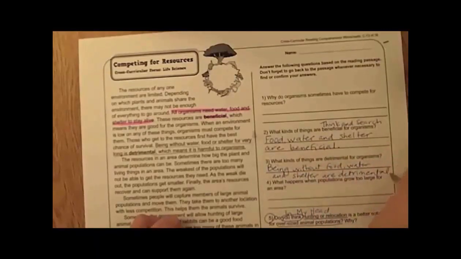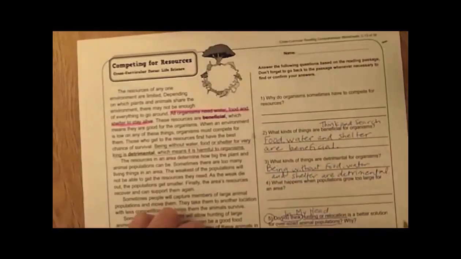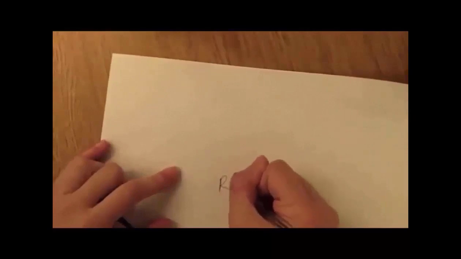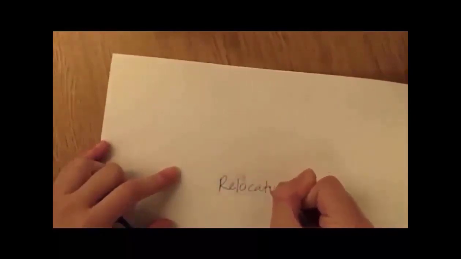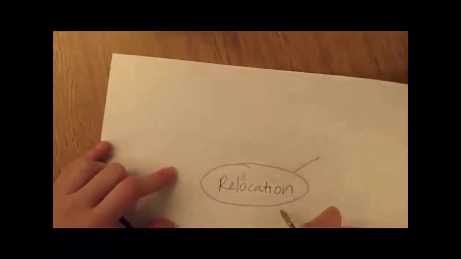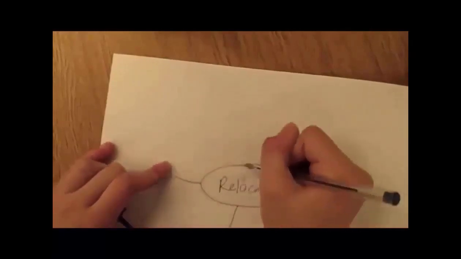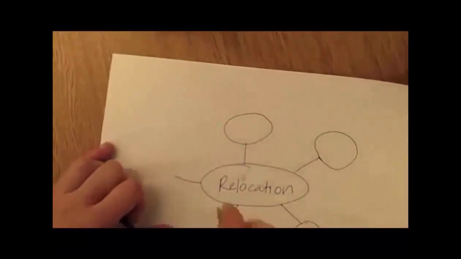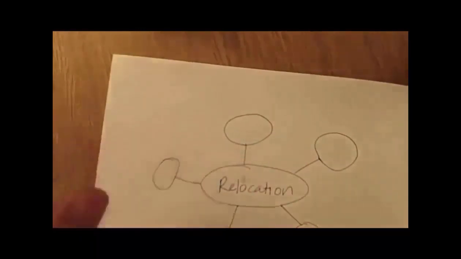Then we'll answer the last one. Do you think hunting or relocation is a better solution for oversized animal populations? Why? So, I can't just write without thinking first. I'm going to flip it over and make a mind map. I think that relocation is better. Remember, a mind map is only one way to sort out these kinds of questions. I would use my own thoughts in my head to come up with some ideas. And then, with my ideas, I would use those to write my sentence.